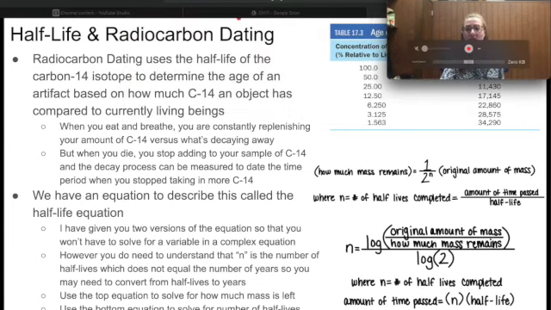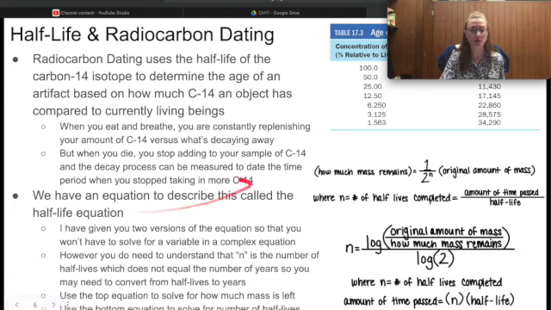I've given you 2 equations to describe these 2 different situations. I don't want you to have to solve for complex variables, so you will just need to choose the appropriate equation based upon what the question's asking you. You'll use the top equation if you want to solve for how much mass remains in a sample after a certain amount of time. Or you'll use the bottom equation if I'm asking you how old something is, and I give you 2 different masses indicating the original amount of mass and how much mass remains.